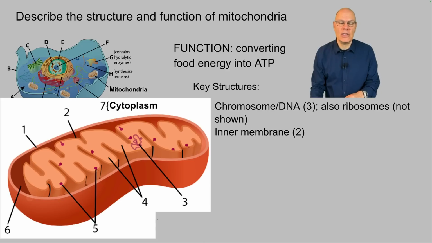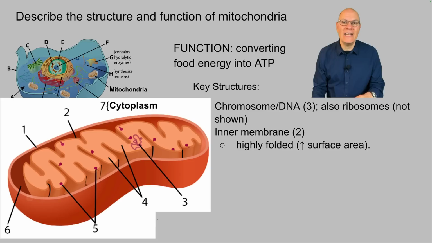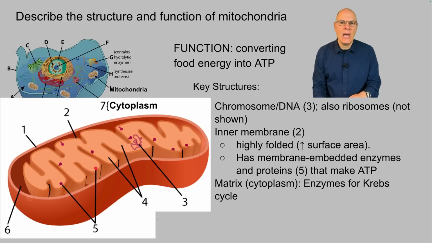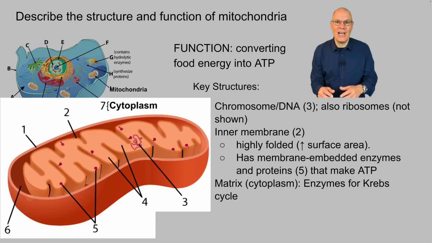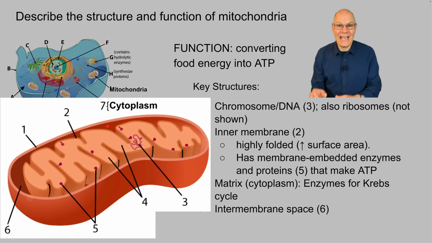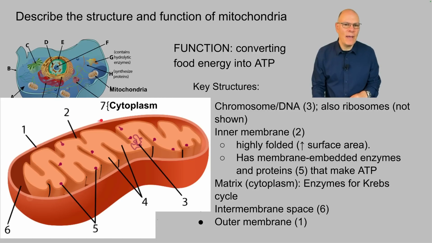Evidence of endosymbiosis. There's an inner membrane. It's highly folded. That increases surface area. And that's because there are many membrane-embedded enzymes and proteins, one of which is shown at 5, that are involved in the process of ATP synthesis. The mitochondria, as a former independent cell, has its own cytoplasm. It's called the matrix. It has enzymes for the Krebs cycle and enzymes that perform other functions. There's an intermembrane space, which is an important cellular compartment that enables the mitochondrion to produce ATP. We'll see how that works in Unit 3. And there's an outer membrane that is a vestige of endosymbiosis.